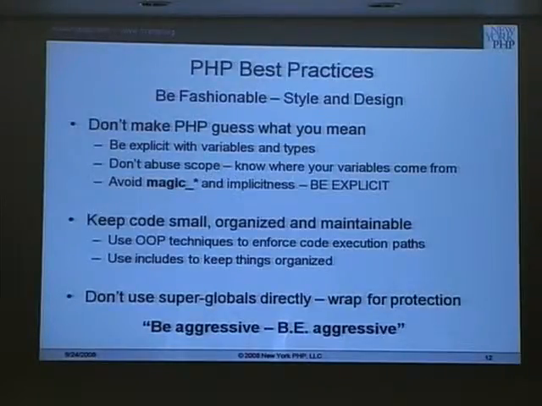Don't abuse scope. Don't use global variables because they're handy and they're there. Know where your data is coming from. Again, stay away from the magic. It's black magic, it's voodoo. It's going to be deprecated in I think version 6, so it's going away anyway. If you're dependent on it, you'll have a major upgrade headache.